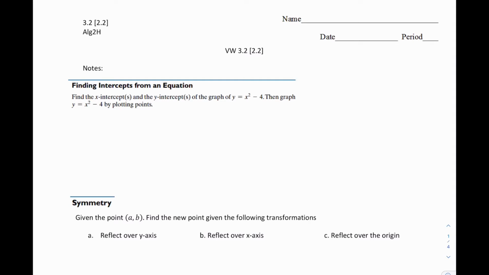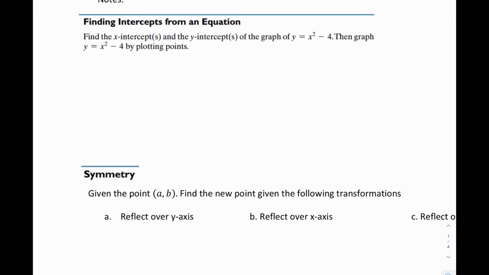Welcome to VW 3.2. Today we're going to be doing a little bit of graphing and we're going to talk about symmetry. So our first question here says find the x and y-intercepts of the graph.